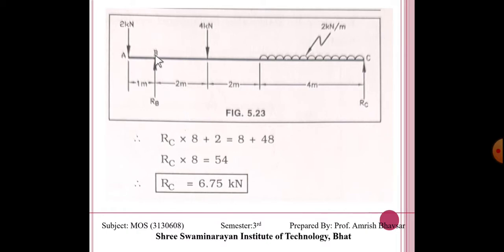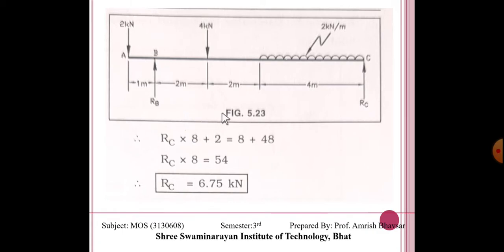Now, taking moment at B, anti-clockwise is equal to clockwise. So, anti-clockwise is equal to 2 into 1 and RC into 8, is equal to clockwise, meaning 4 into 2 plus 2 into 4 into 6. So, we will get RC into 8 plus 2 is equal to 8 plus 48. So, we will get RC is equal to 6.75 kilonewton.